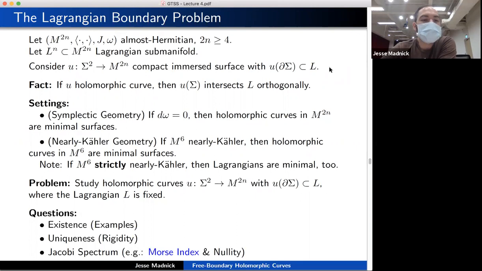So anyway, the problem is to study holomorphic curves whose boundary lies in a fixed Lagrangian L. By problem, I mean there are many questions you can ask. You can ask about existence, you can ask about uniqueness, just like we did in the previous part, or you can ask about stability, that is, questions about the Morse index, the nullity, or more generally about the Jacobi spectrum. And I want to focus on the Morse index, since that's what I happen to know about. I don't really know much about existence and uniqueness in the symplectic setting. In the Nearly-Kahler setting, I think it's completely open. I don't think anything is known about existence or uniqueness in the Nearly-Kahler setting, at least as far as I know.